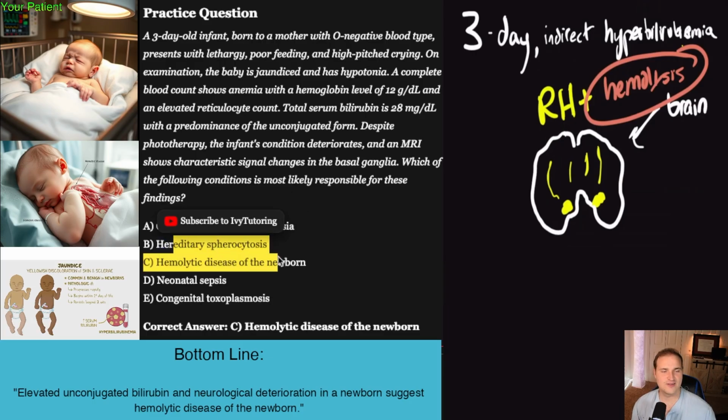Hereditary spherocytosis, first of all, they would probably show you the spherocytes on the smear, but also you'd have family history there. And this is just non-immune hemolysis. And what's happening in our condition is hemolytic disease of the newborn.